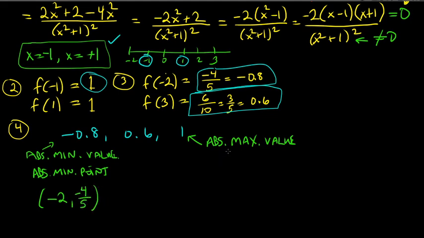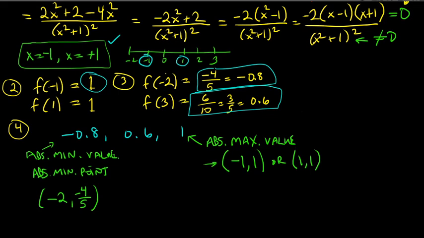And then the absolute maximum is going to be, well, it occurs at two different places. It occurs at -1 and +1. So, right, that can happen. You can have your maximum value occur at more than one point.